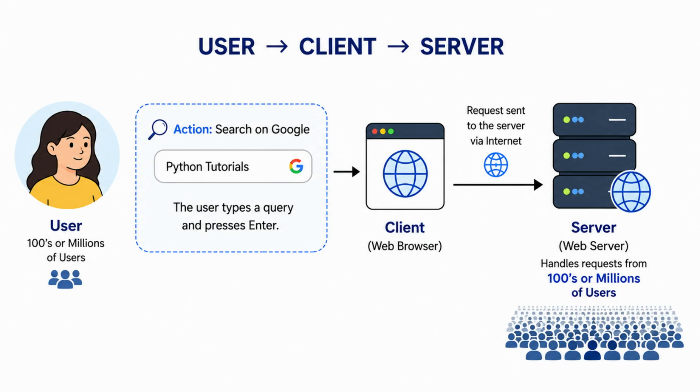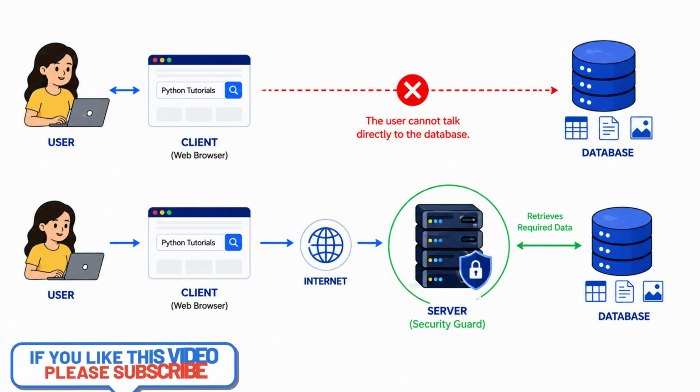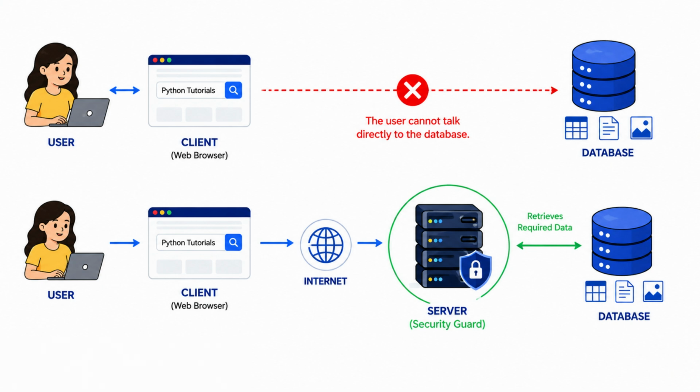Okay, this is a very important point to remember. The client never communicates directly with the database. Only the server is allowed to access it. Okay, remember this. The database is simply a place where application data is stored. It stores user accounts, videos, images, products, orders, messages, comments, and so on. In our example, Google's database contains information about millions of web pages, and the server searches for web pages related to Python tutorials. Once the required information is found, the database sends the data back to the server.